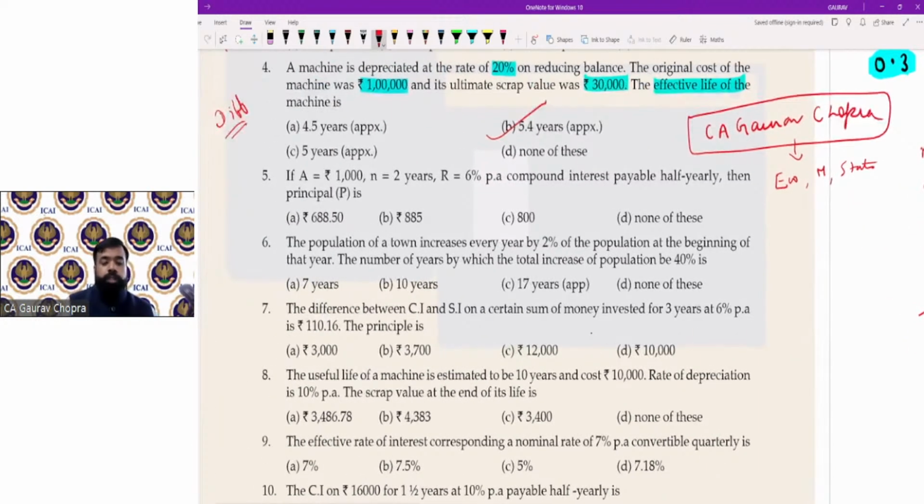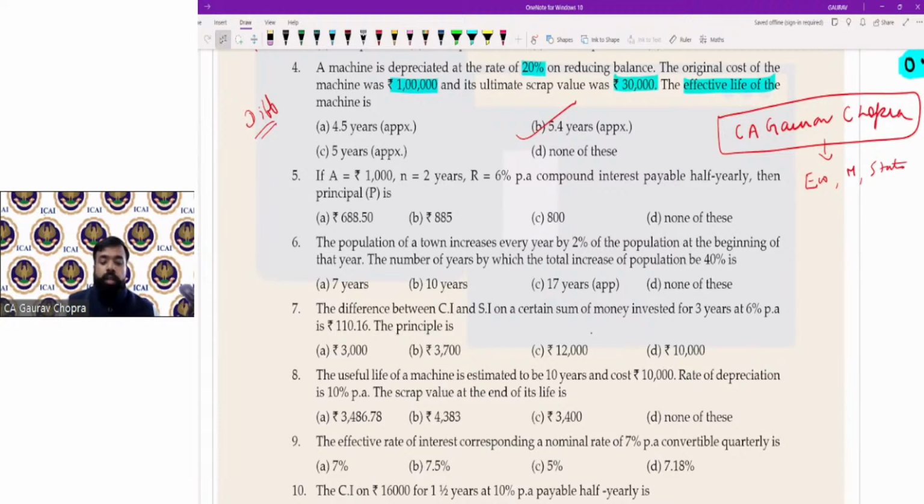So this was question number 4. Now let us try question number 5. Now this question number 5 you have to do by yourself. I am waiting for you guys 1 minute. You have to do now.